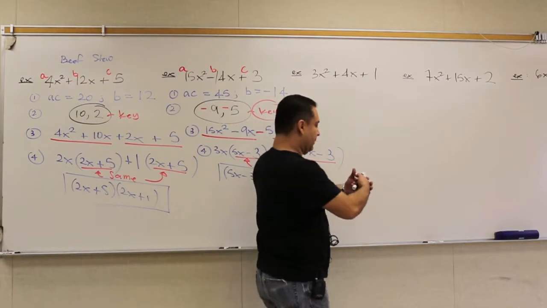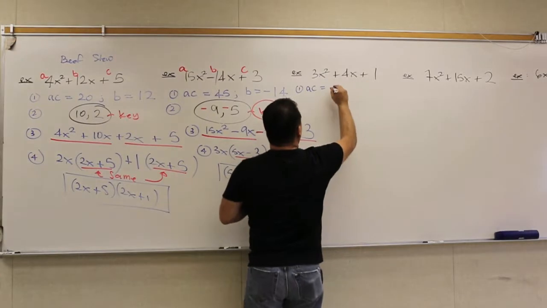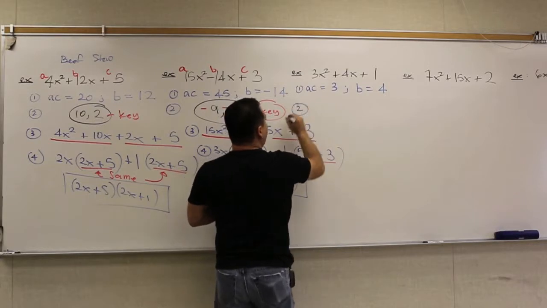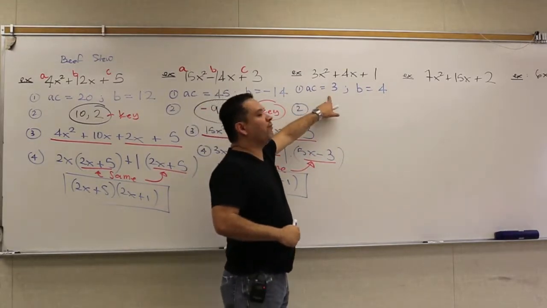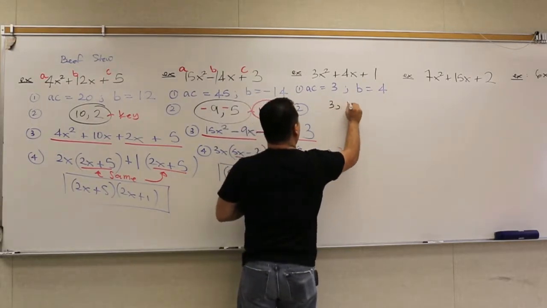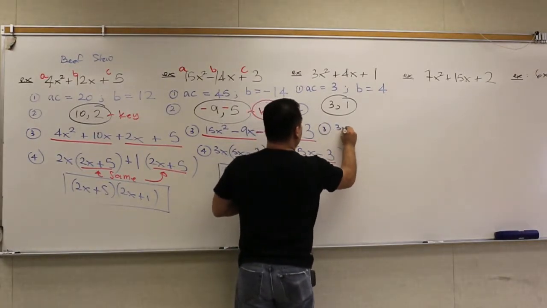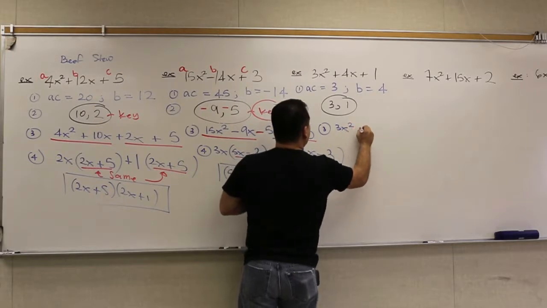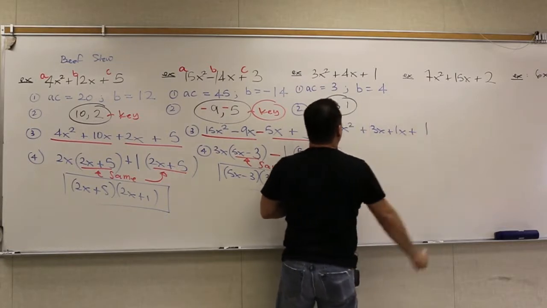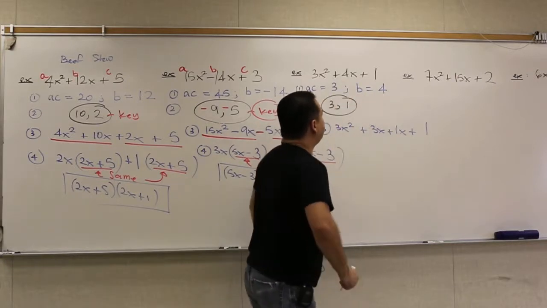Here we go. Step 1. AC, 3 times 1 is 3. B is 4. Step 2. Give me a pair of numbers. Multiply together, positive 3, when added, positive 4. What are the numbers? 3 and 1. Good. Step number 3, your rewrite step. 3x squared plus 3x plus 1x plus 1. Okay, 3x plus 1x is 4x.